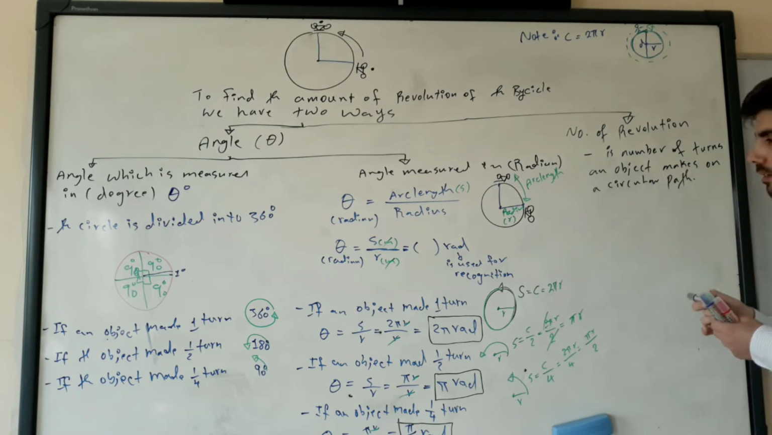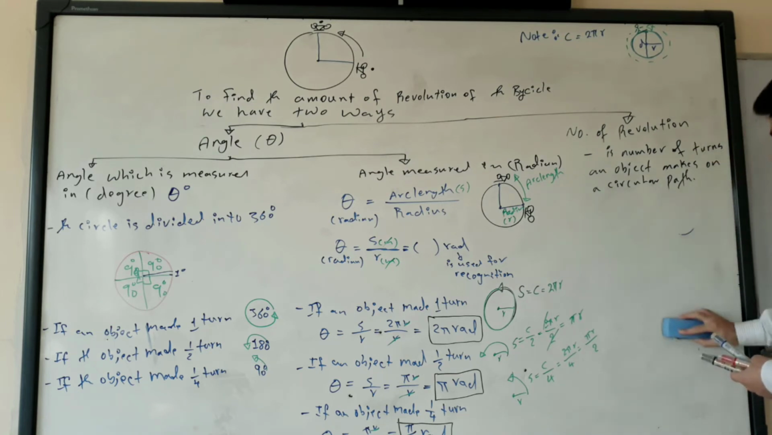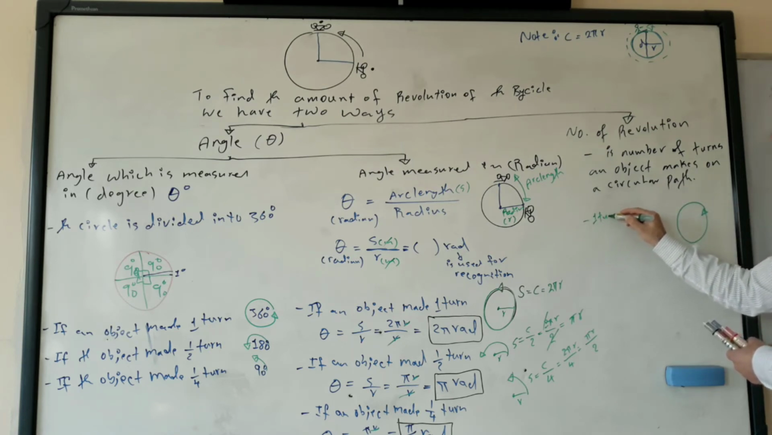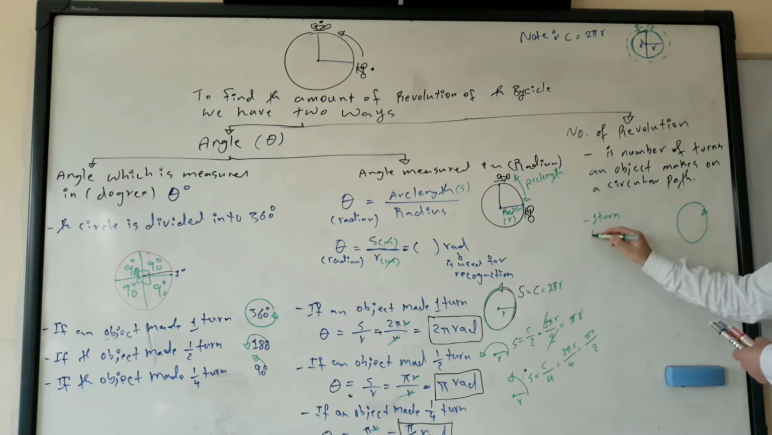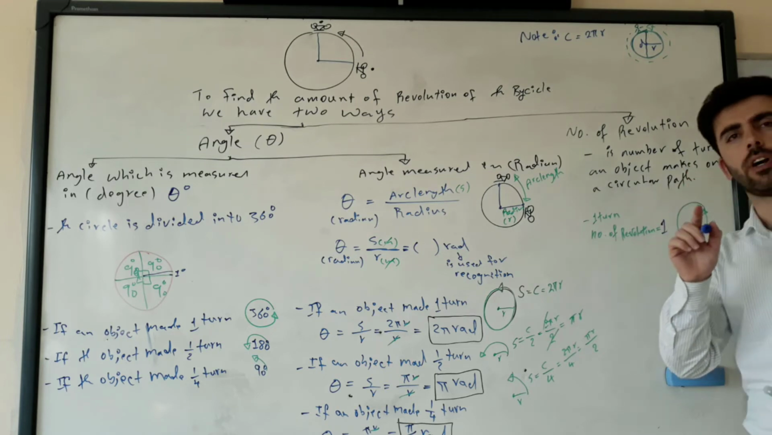Okay? These are the number of turns an object makes on a circular path. For example, if the object traveled one full circle, one turn, here the number of revolution is equal to 1. This means that the object has revolved 1 times.